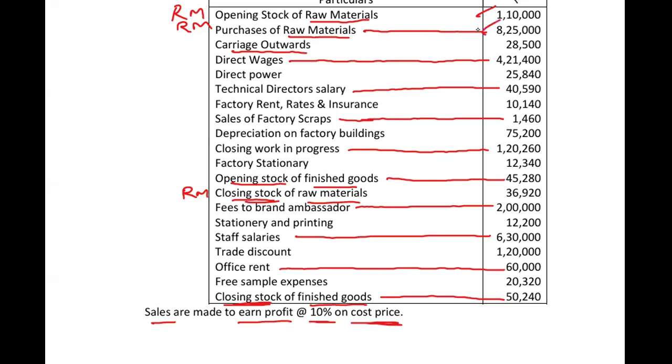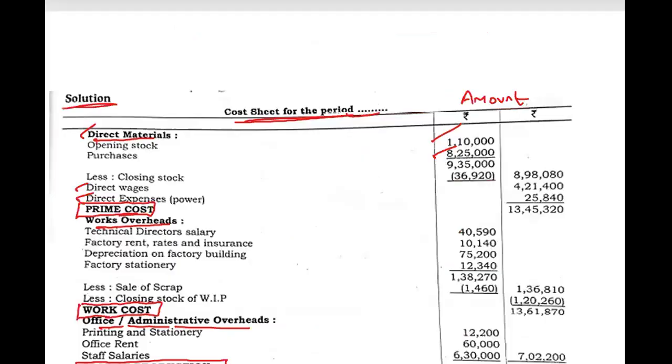Oh, sorry, purchase is 8,25,000. Next is the closing stock of material. How much? 36,920. Okay. Adding these figures and deducting 36,920, what will we get? The amount we get is 8,98,080, which is called the material part. Okay, that is the direct material consumed.